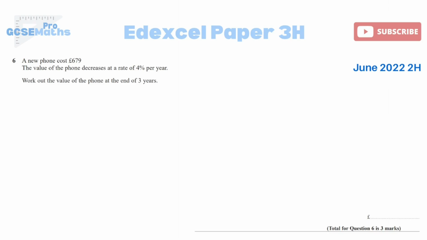We've got another question 6 here. A new phone costs £679. The value of the phone decreases at a rate of 4% per year. Work out the value of the phone at the end of 3 years.